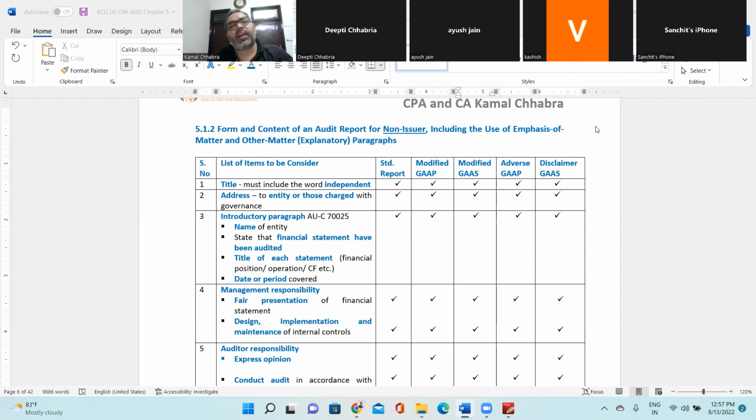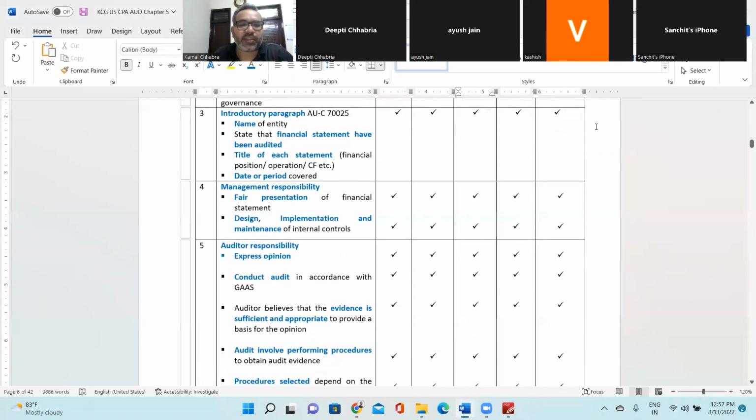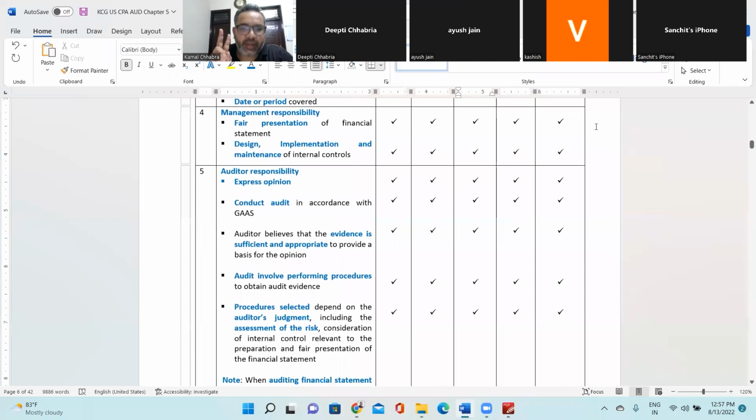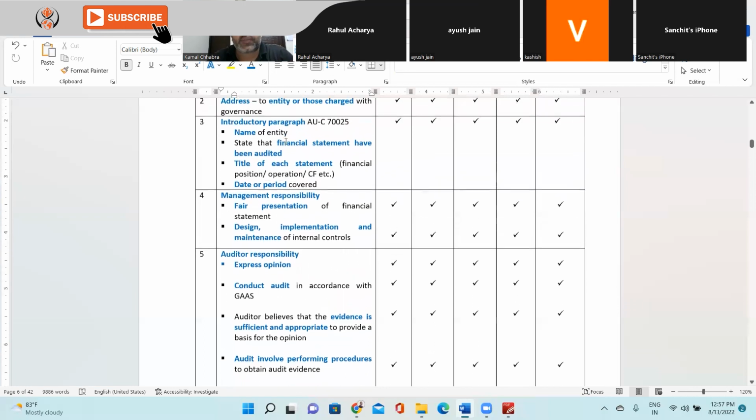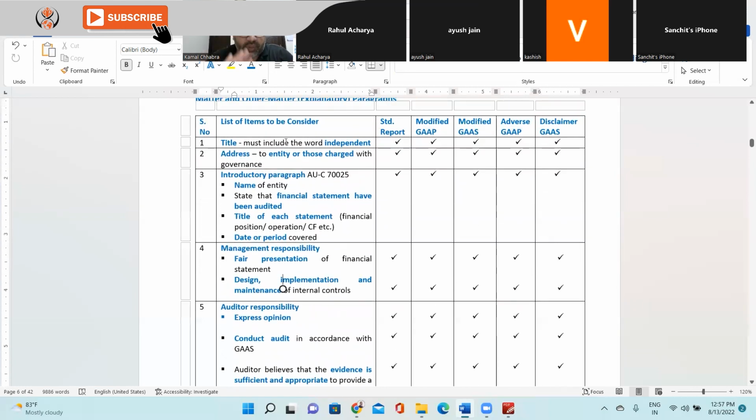Right? The fourth paragraph will be management responsibility. What will be the management responsibility? Two major responsibilities. First one is fair presentation of financial statements. Second is the design, implementation, and maintenance of internal control. Right? These are the two responsibilities we have been studying since the third chapter, management responsibility. Yes, sir. So in all kinds of reports, whether it's a standard report, modified report, adverse report, or disclaimer of opinion, all these four paragraphs are a mandatory part of the report.